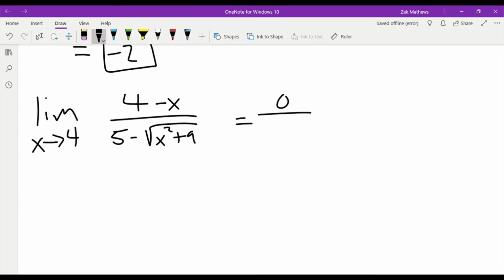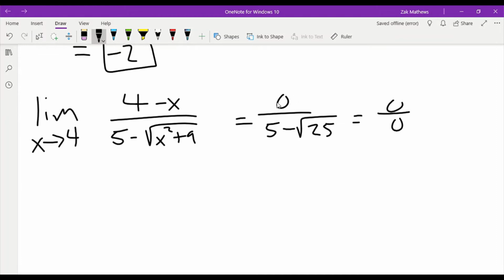In the denominator, we have 5 minus the square root of 4 squared, which is 16, plus 9, which is 25. Well, the square root of 25 is 5, and so we have 5 minus 5. Well, now we have a problem. We have 0 over 0. We're back to the indeterminate form.